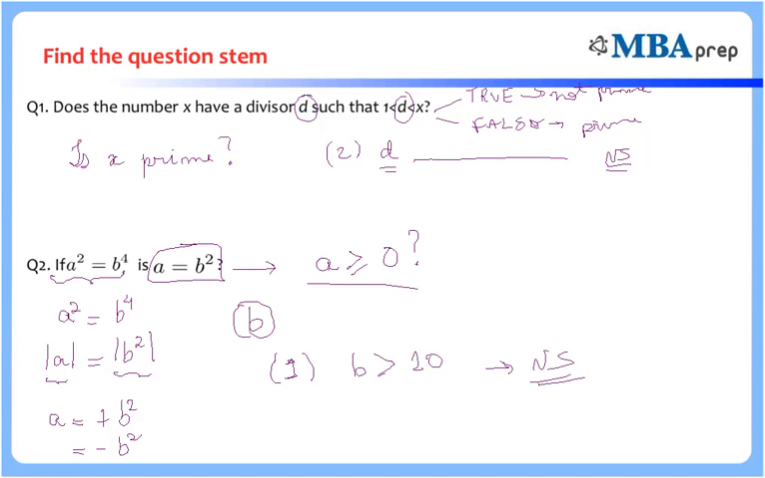So if we have a statement, for statement 1, b is greater than 10. Not sufficient. You don't even need to think. Why not? We want to know things about a, not about b. So we should focus on what we really need to do.